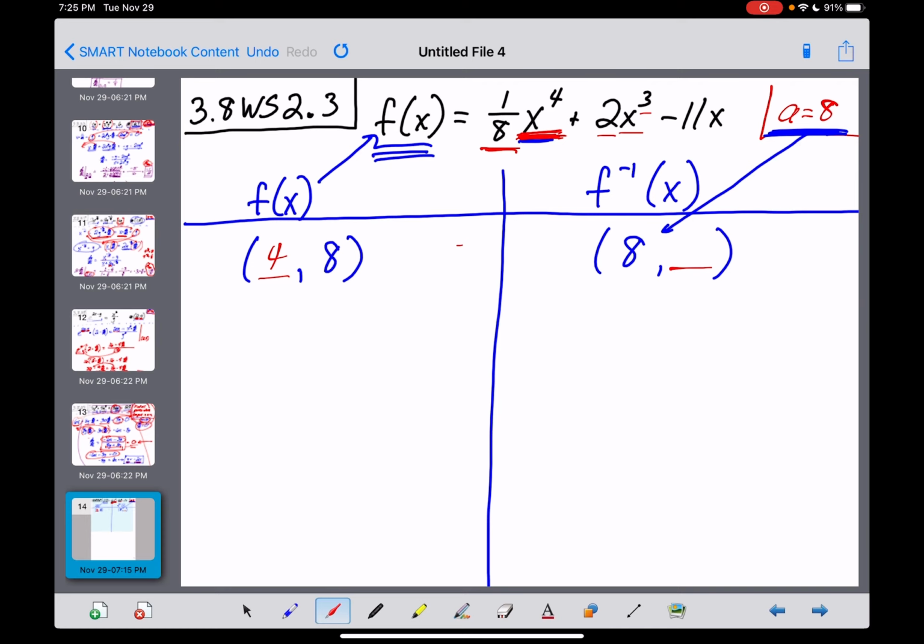That's cutting in half 3 times: 128, 64, and I think that's a 32 from that first term there. Plus 4 cubed is 64. 64 times 2 is 128. And then minus, what do we got right there? 11 times 4 is going to be 44. That looks way too big, doesn't it?